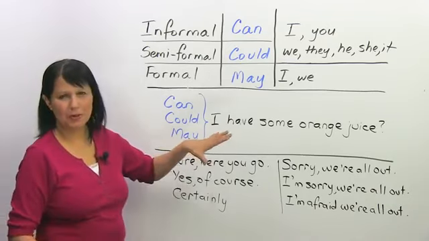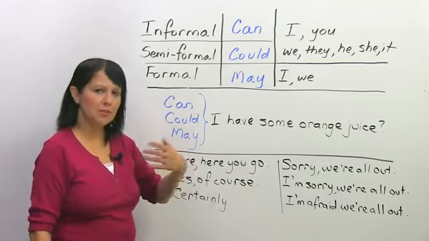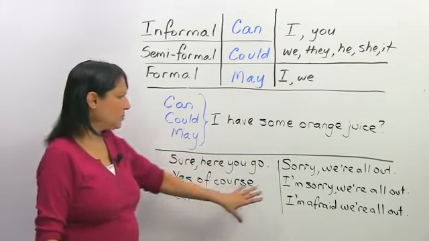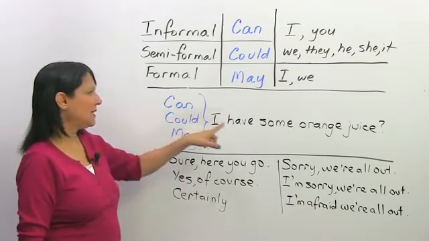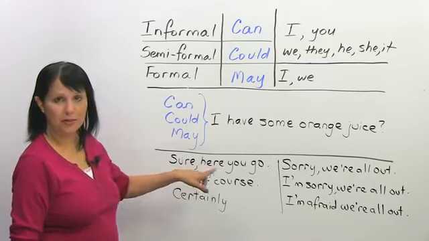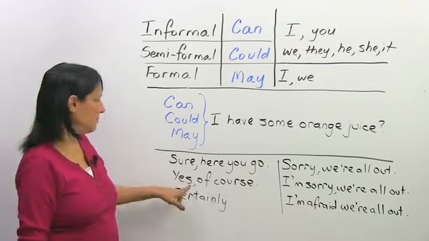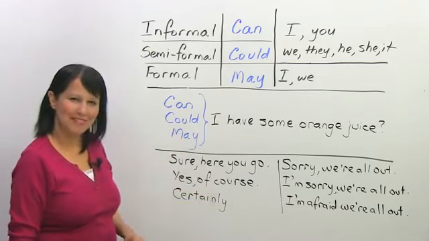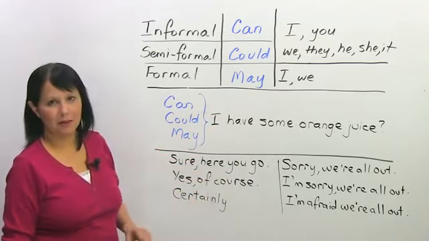Now, what are some of the responses? We're not really focusing on the responses in this lesson, but let me just tell you what would be the appropriate positive responses and negative responses to these questions. If someone said, can I have some orange juice? Informal. The answer might be, sure, here you go. Or, could I have some orange juice? Yes, of course. May I have some orange juice? Certainly. So you see that the formality of the question matches the formality of the answer.